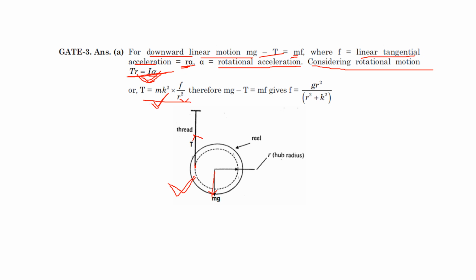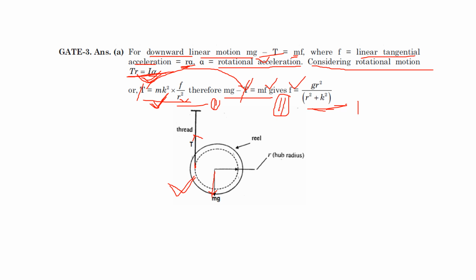So this is one equation, and the second equation is mg minus T is equal to m f. If you eliminate T from both and solve for f, you will get f is equal to g r square by r square plus k square.